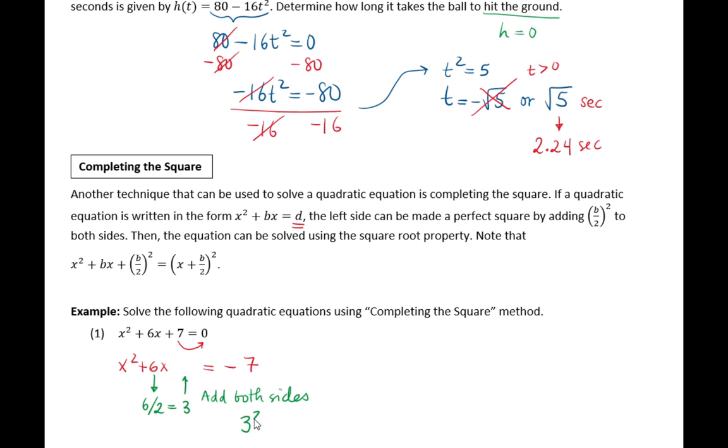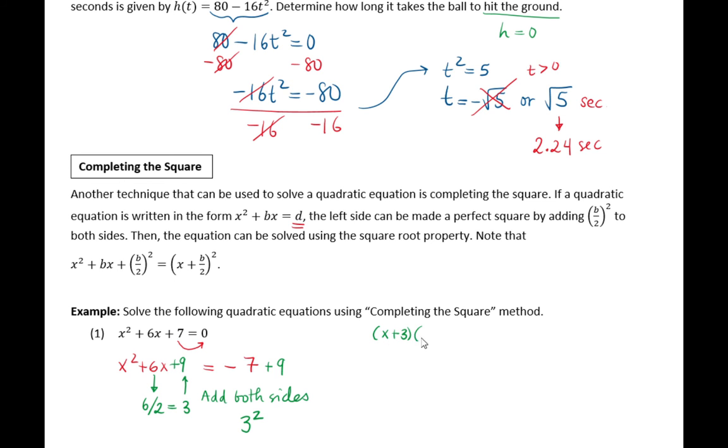3 squared, which is 9. Don't forget, I'm adding 9 to this side and 9 to this side, so nothing changes. See, the left side, if you factor it, since this is 9, I got 3 and 3 as factors, and their sum is 6. So the left side becomes x plus 3 times x plus 3.